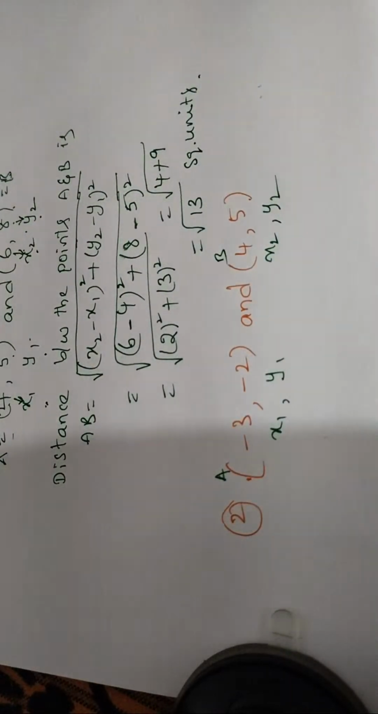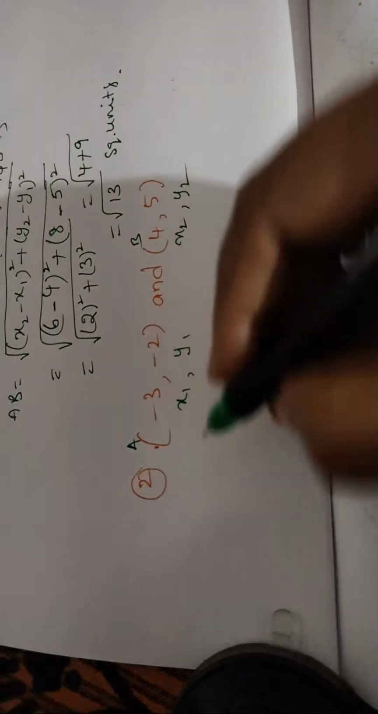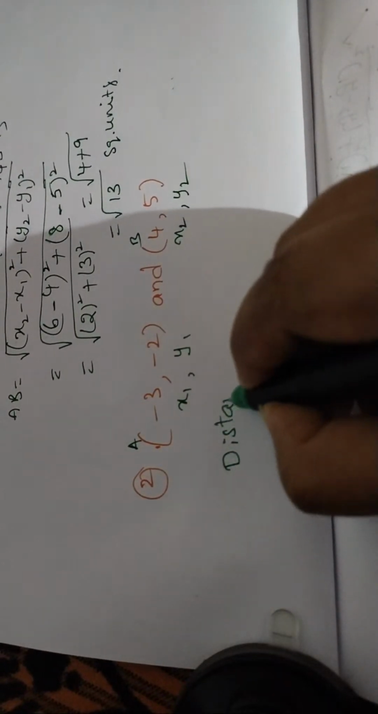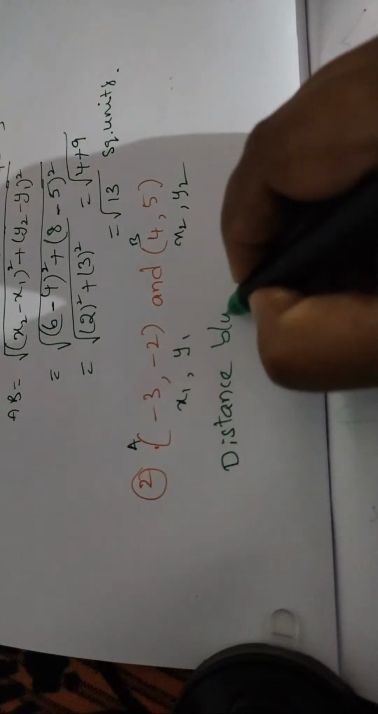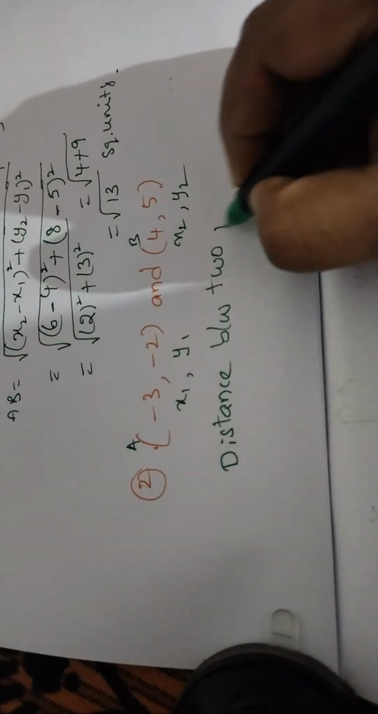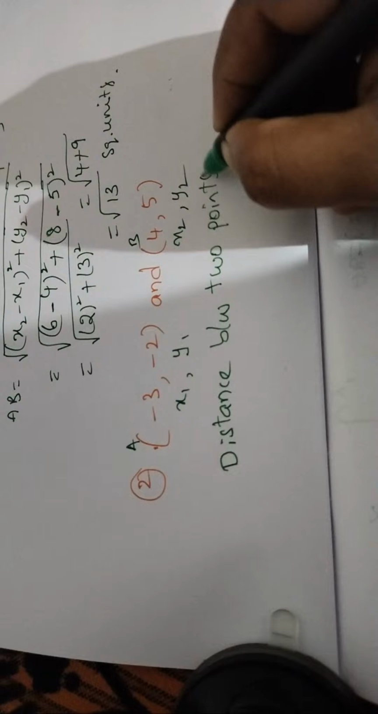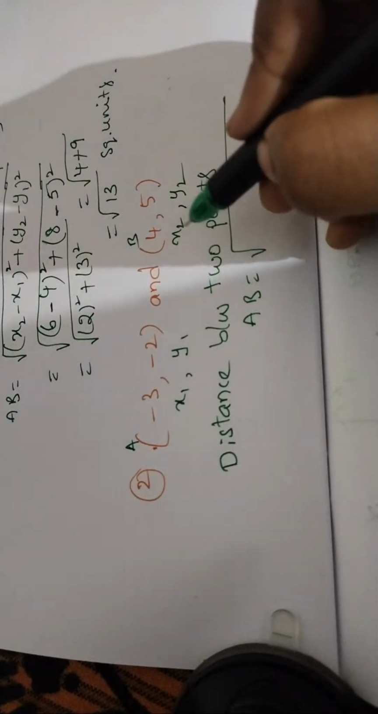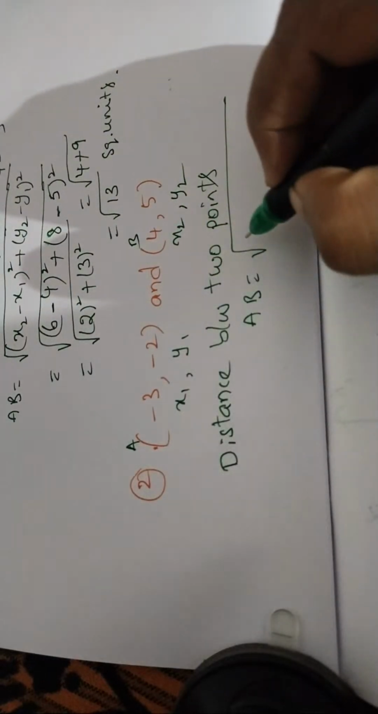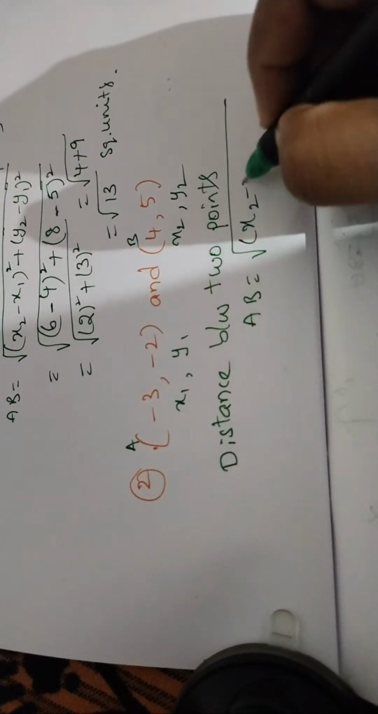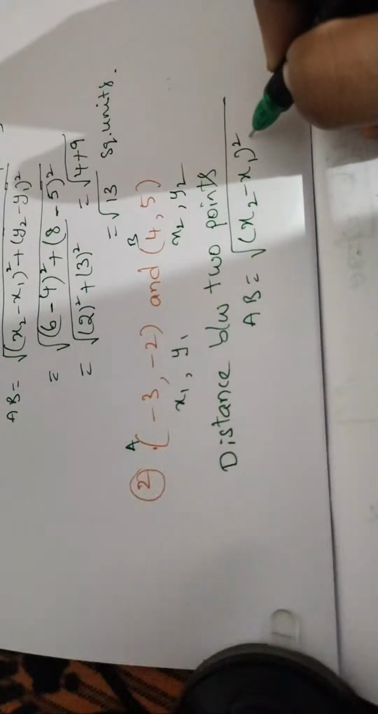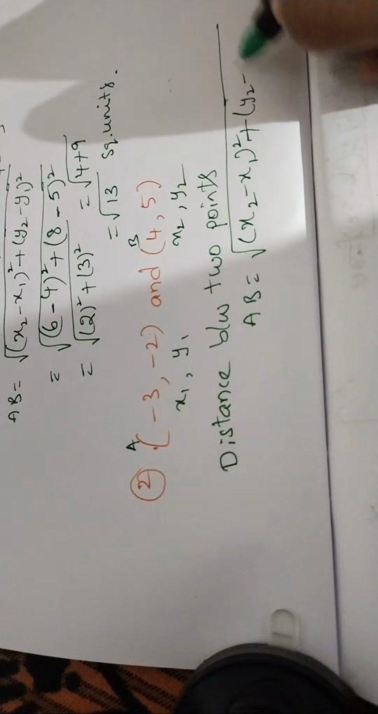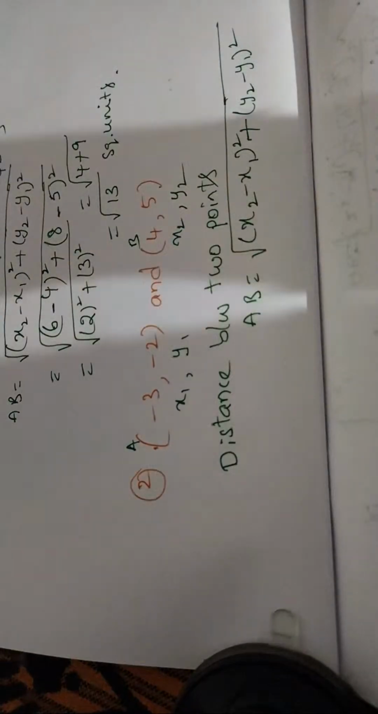Distance between 2 points. What is the formula? AB is equal to the square root of x2 minus x1 whole square plus y2 minus y1 whole square.